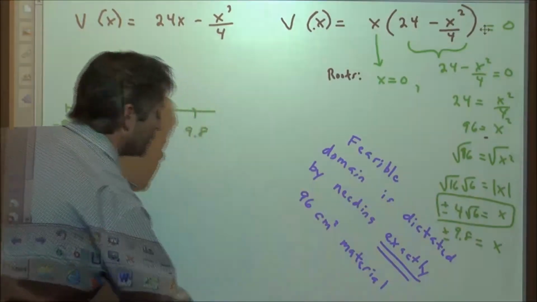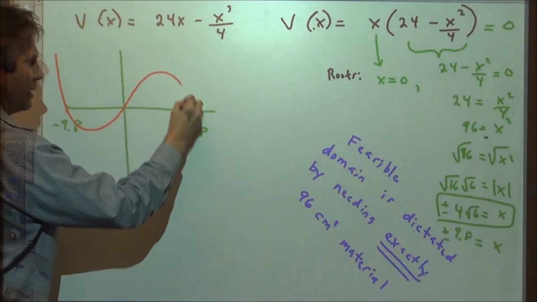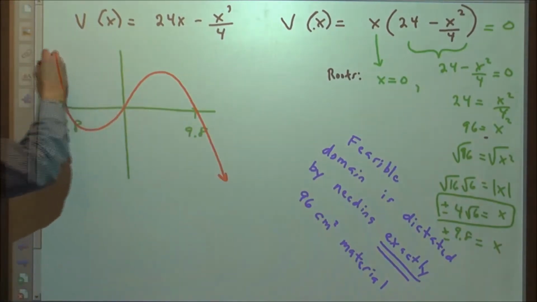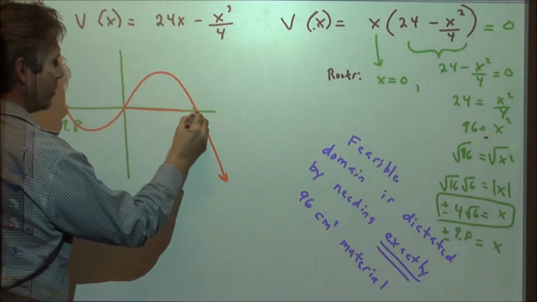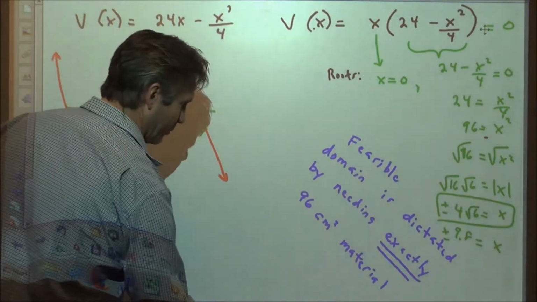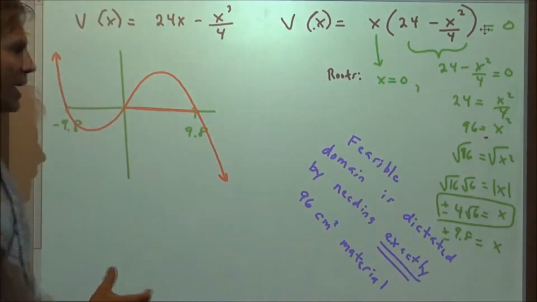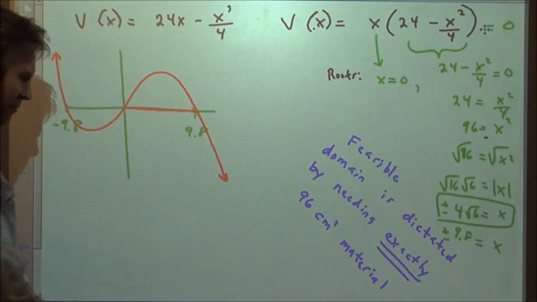So this function is going to come down here, swing up yonder, and then do like that. This, right in here, would be our feasible interval for x. Those are the only values for x that would make sense in the context of our problem, where we're building a box that has the right amount of volume to it.